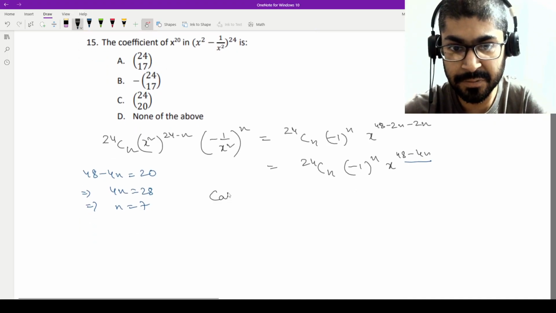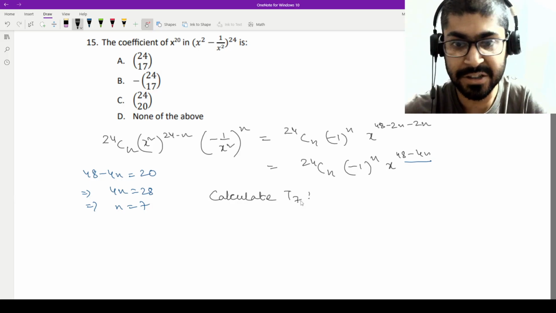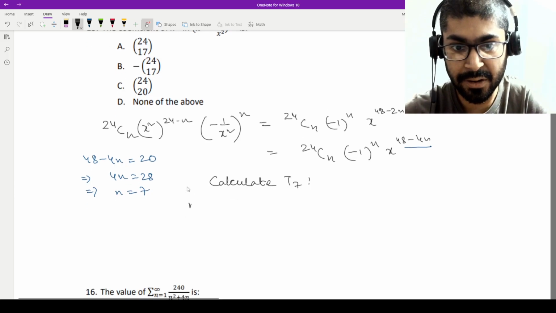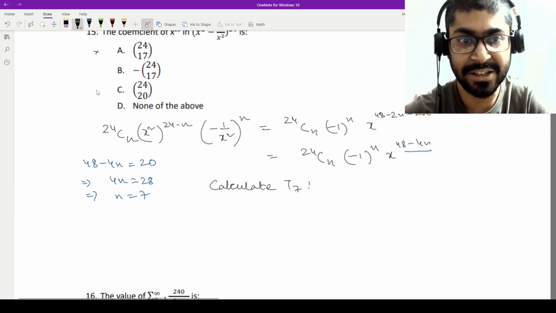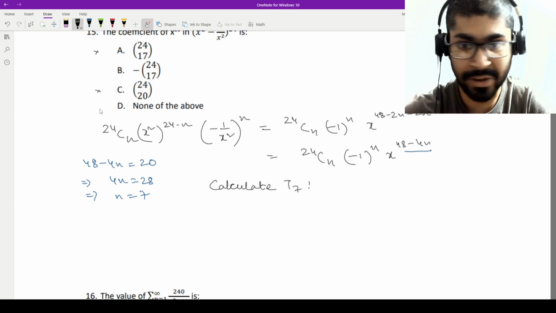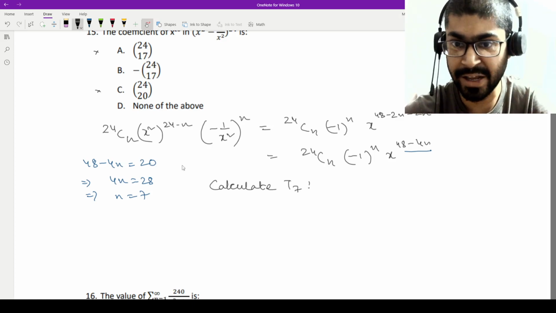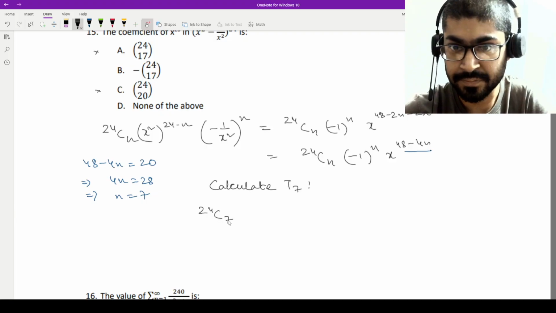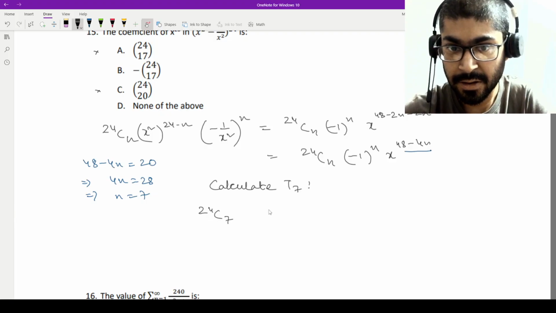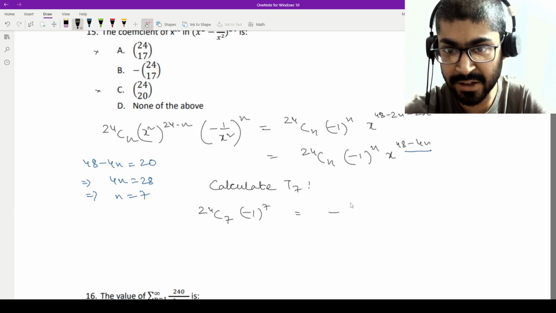Calculate T7, the seventh term will be 24. Okay, clearly that is negative, right? So options A and C are not to be considered. Okay, it is either B or D. So T7 would be 24 C7 minus 1 to the power 7, right? So this means minus of 24 C7. Okay, we can write it like this.